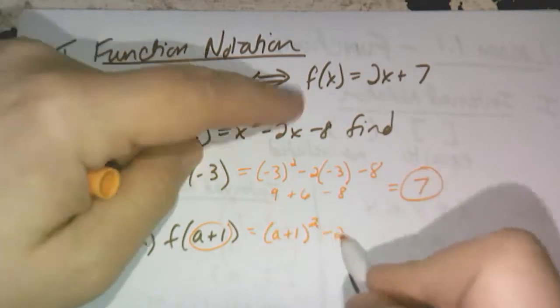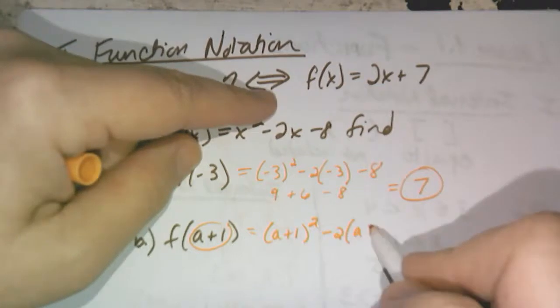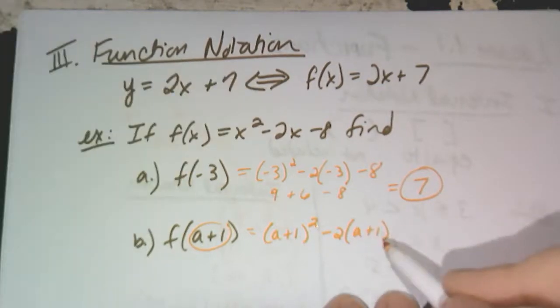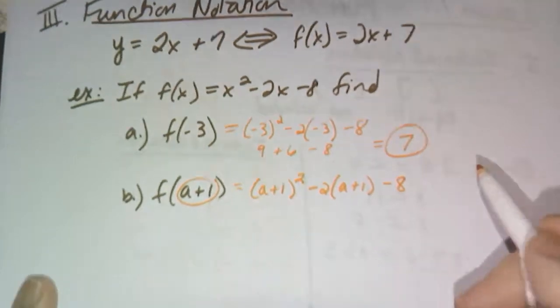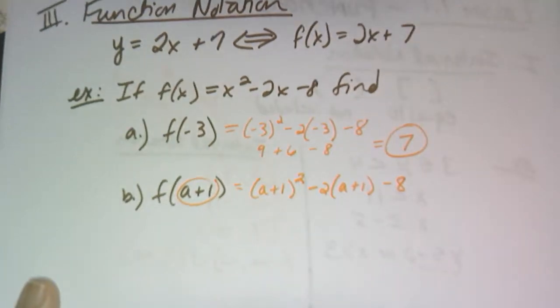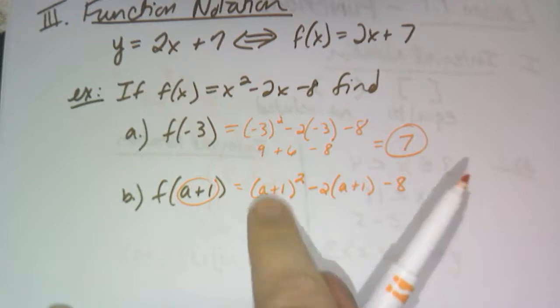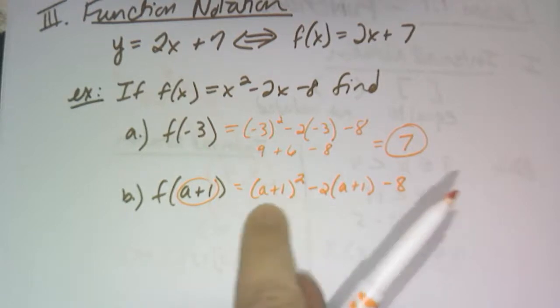Minus 2 times x, minus 2 times the quantity. Notice I'm using parentheses for a reason. Minus 8. You are going to have to simplify it because now you're at that higher level of math. I do want everything in a simplified manner. So what does this come out to be? What do you have to do here?